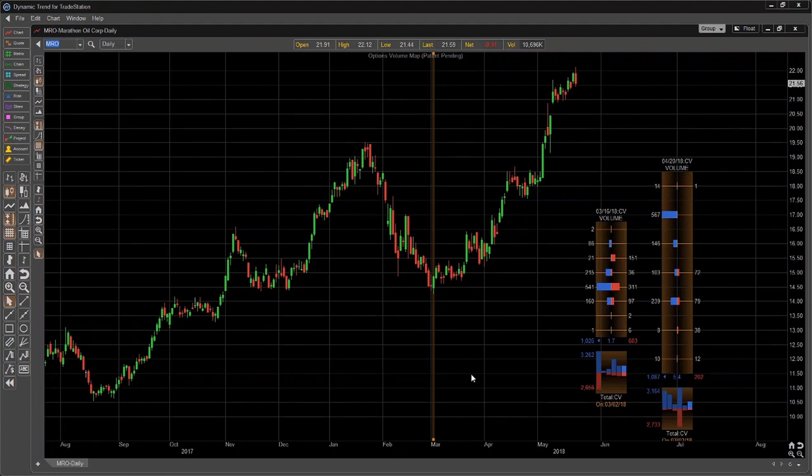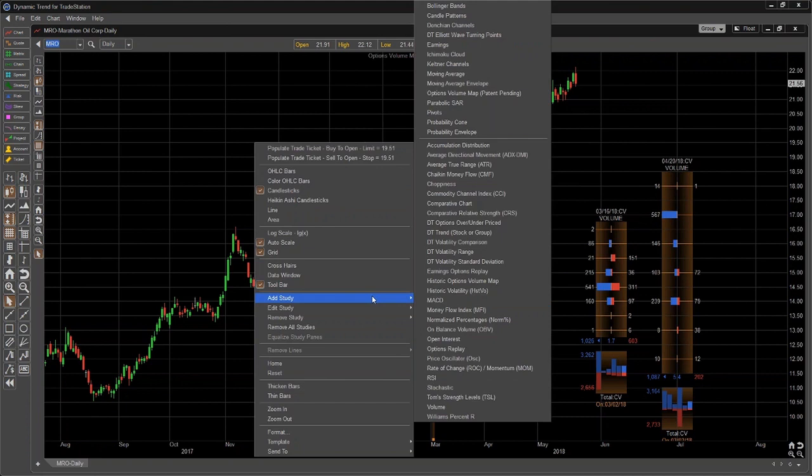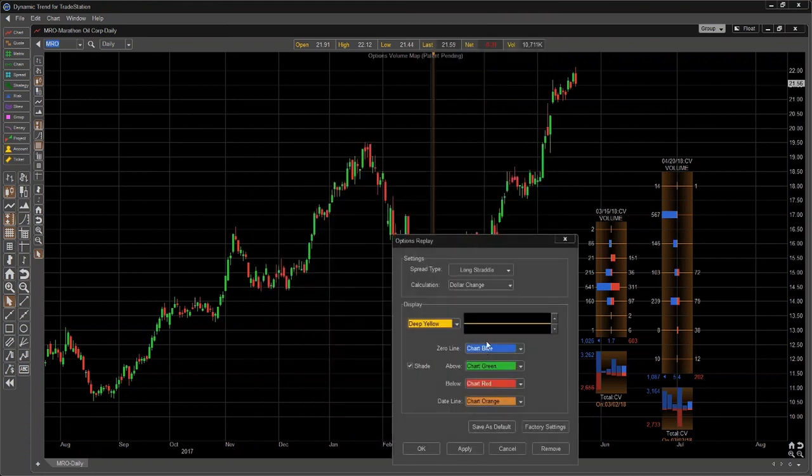We have another tool in here called the options replay. I can actually come in here and say add study, and we're going to say options replay. This is just so that you can do what-if scenarios in the past, so that you can be ready for what's going to happen, obviously in real time. Essentially, the options replay allows me to go back in time and set up a spread trade exactly the way it would have been at that point in time, with the correct strike prices and the correct expirations at that point in time.